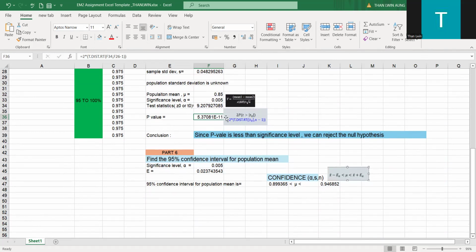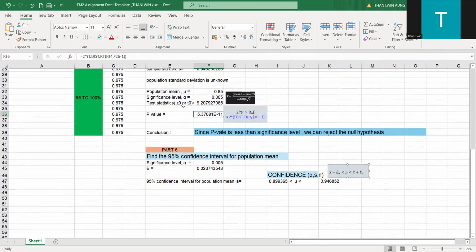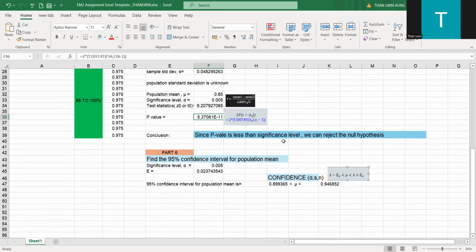The p-value is lower than 0.05. So I got 5.37 times 10 to the power of minus 11. So the p-value is a lot lower than the significance level. So there is sufficient evidence to reject the null hypothesis. This means the actual attendance of the DB students is statistically different from 85%. So it is basically higher than 85%.